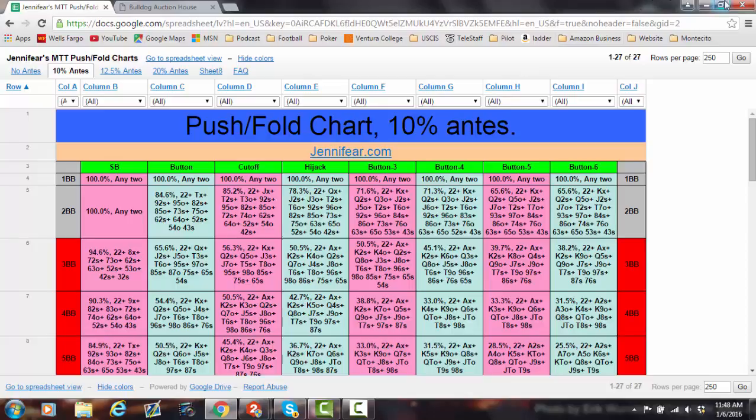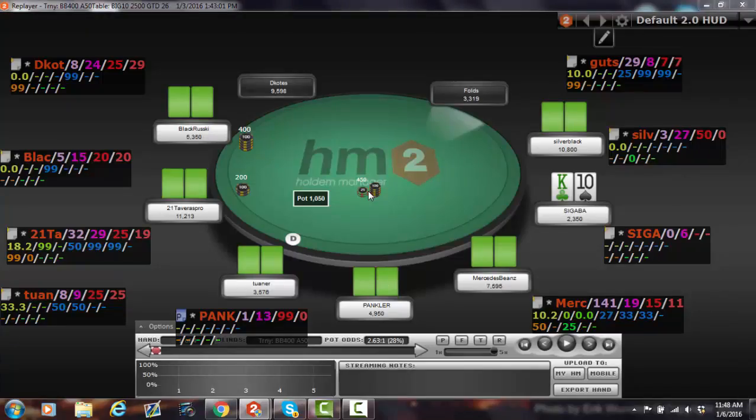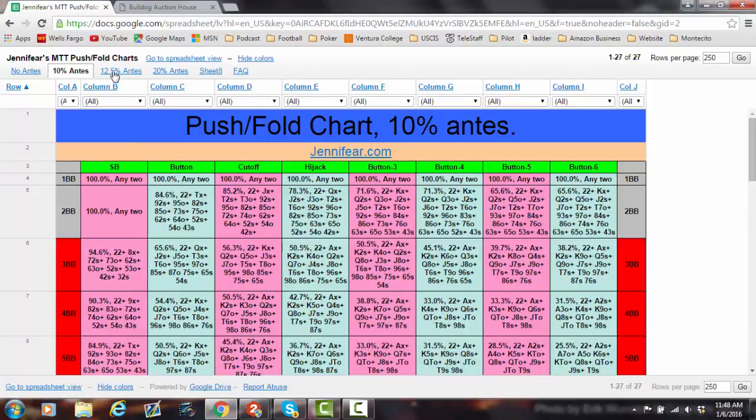The way you can figure out the antes is you take the big blind, which is 400, and the number of players, which is 9, and everyone has to put in 40 as the ante. So the antes are 10% of the big blind, and that's how you find out which chart to use. They also have ones for 12.5% antes, 20% antes, and so on, but most common is 10% antes.